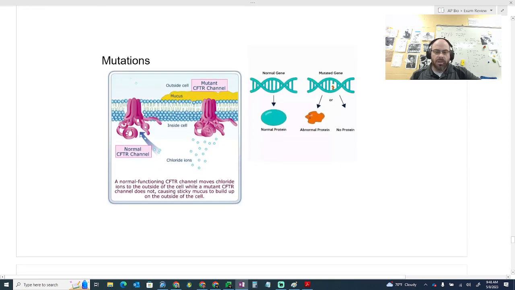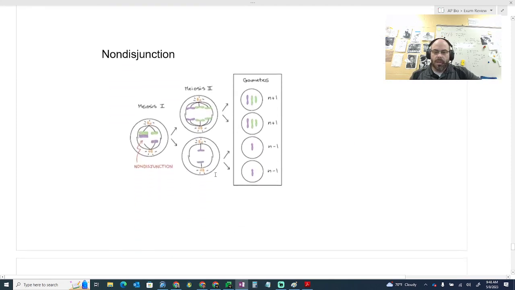Yes, mutations can cause an issue with genes. We've talked about this already, so I'm moving on.